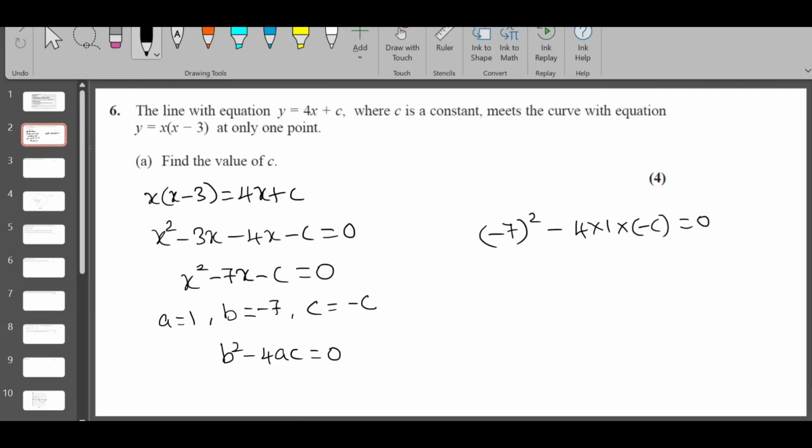Make c the subject. So 49 plus 4c is 0. c is minus 49 over 4. That's a simplified fraction. Keep it as it is. You don't have to change it to decimal.